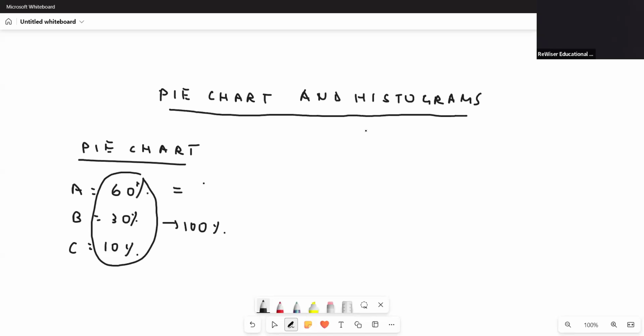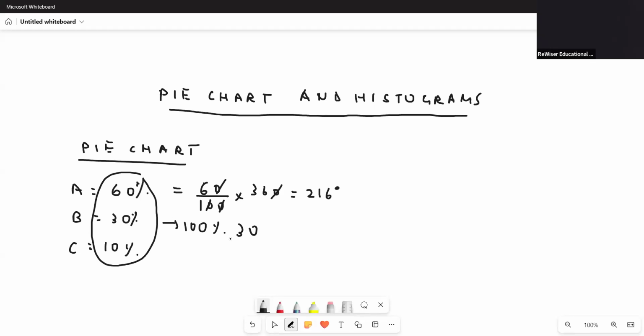In a full circle, we have 360 degrees. So 60% means 60 over 100 of 360 degrees. We can cancel out the zeros, and that is 36 times 6, which is 216. So that many degrees will be occupied by A.